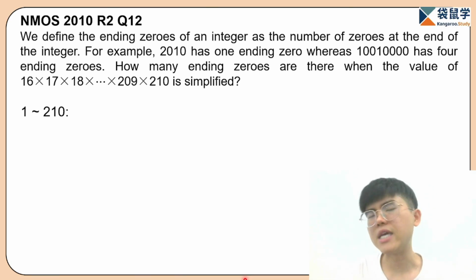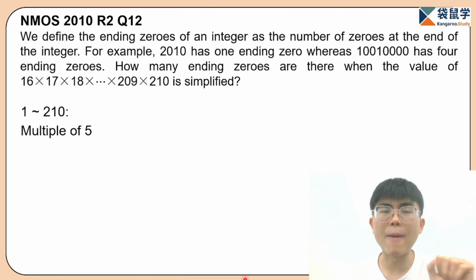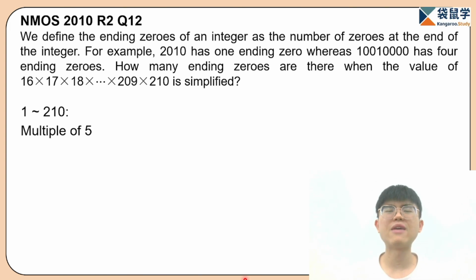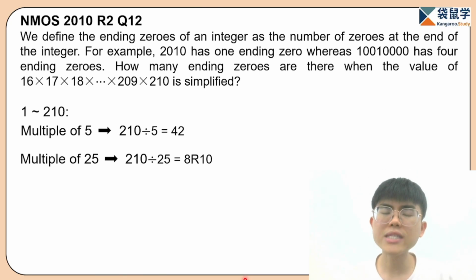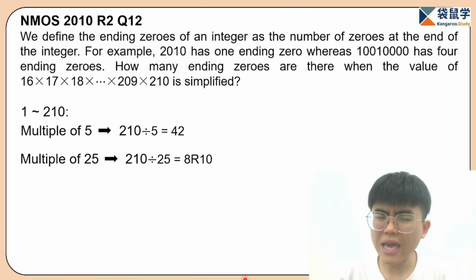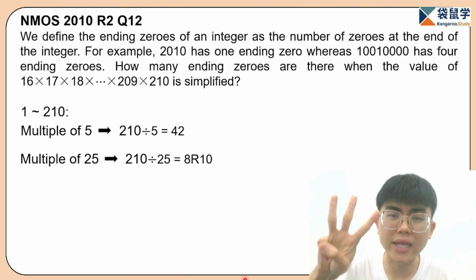Again, first thing, find out how many are a multiple of 5. So we just have to use 210 divided by 5, we have 42. Then we find out how many are a multiple of 25. So 210 divided by 25, we have 8 remainder of 10. Now everyone, in this question right here, can there be a number that has 3 factor 5?